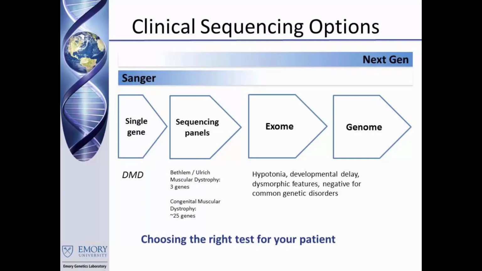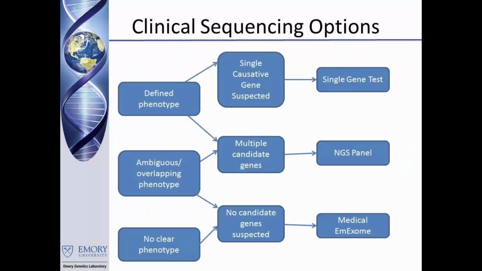So essentially what we are trying to say here is how we are going to choose the right test for the patients. If you have a defined phenotype, an ambiguous phenotype, or no clear phenotype, what is the pathway you can follow in choosing the test? For the defined phenotype, a single causative gene is suspected, and it definitely makes sense to go after the gene. Or with multiple candidate genes, you can start with that. An ambiguous phenotype definitely points towards doing a sequencing gene panel, or if no candidate genes are suspected, you can go to exome or genome sequencing.